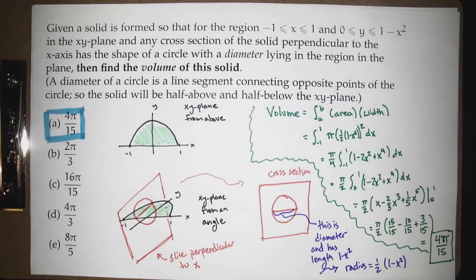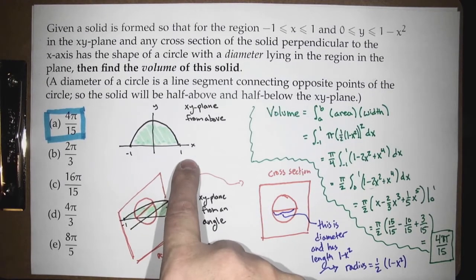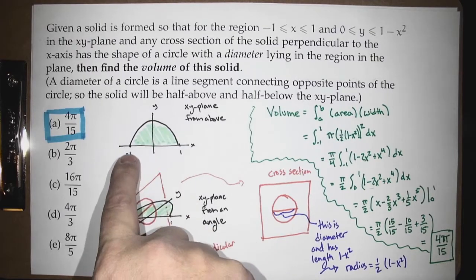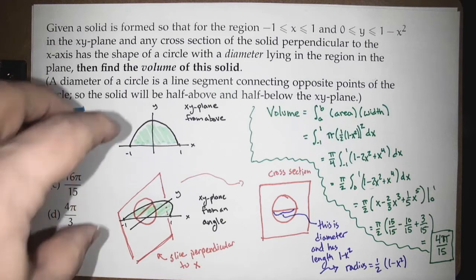Now I will say 16 pi over 15, option C, is very tempting. We'll talk about why it's tempting. So here's our region if we look at it from above. We're going from -1 to 1 in the x direction, and 0 to 1 minus x squared. Now, this is if we look directly from above.